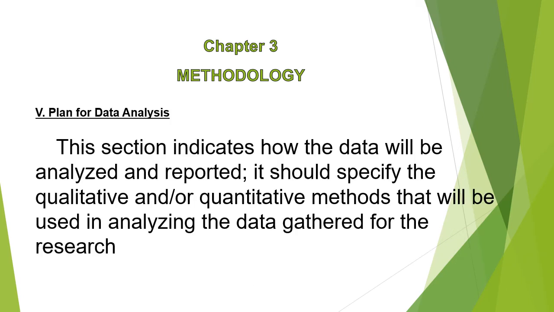Okay. And of course, for number 4, which is the plan for methodology, for the methodology chapter, 5 is the plan for data analysis, which I already mentioned earlier. So this section indicates how the data will be analyzed and reported. It should specify the qualitative and/or quantitative methods that will be used in analyzing the data gathered for the research, such as the different statistical tools that you are going to use in analyzing data.